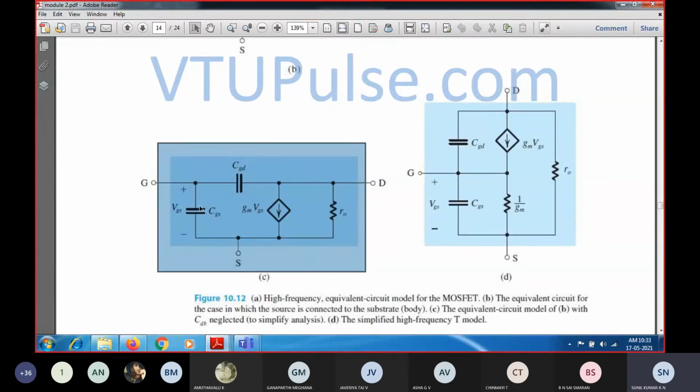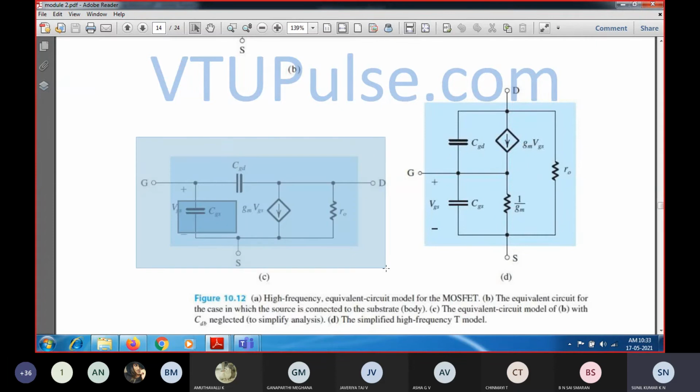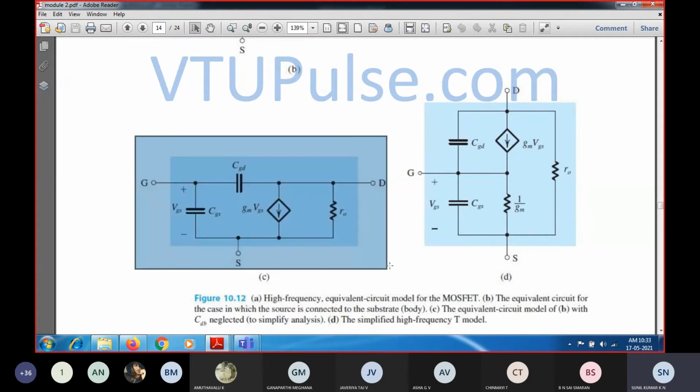So gate to source, gate junction, so this is the gate capacitance CGS, and CGD is there. Suppose you remove these two capacitances, what are you going to have? If you remove CGD, it becomes an open circuit, right? So that means you're not going to have any connection between gate and drain. So this path, if you remove, as well as this gate to source capacitance, the final circuit will be resembling what? The final circuit will be resembling a small signal equivalent circuit.